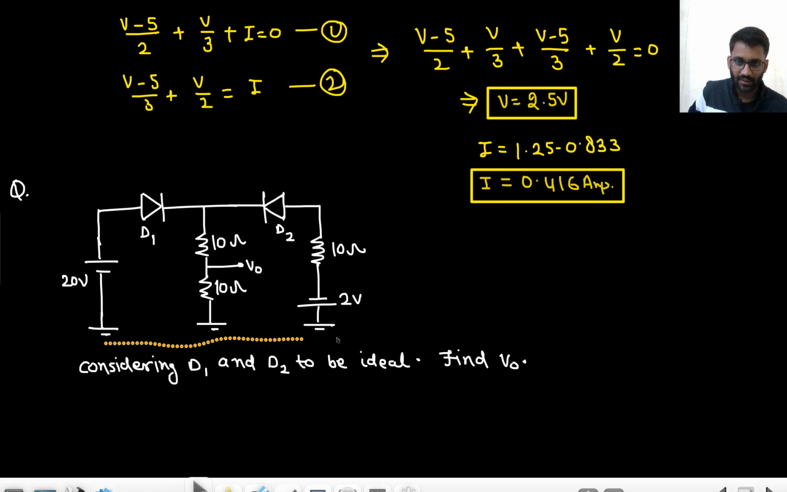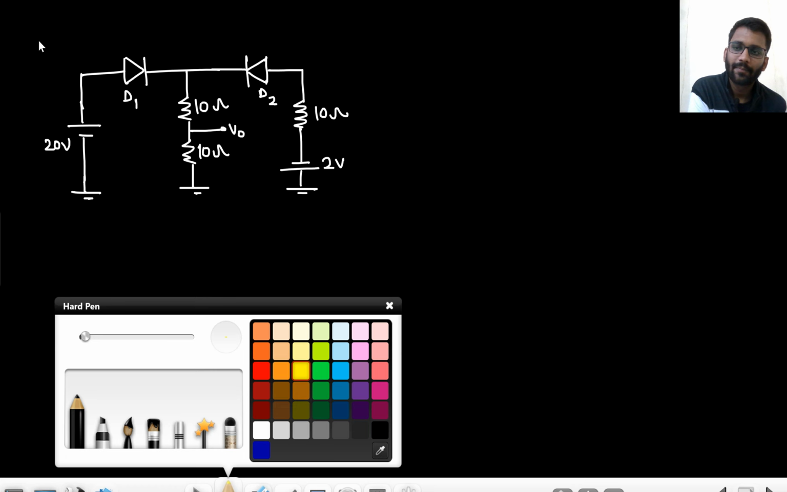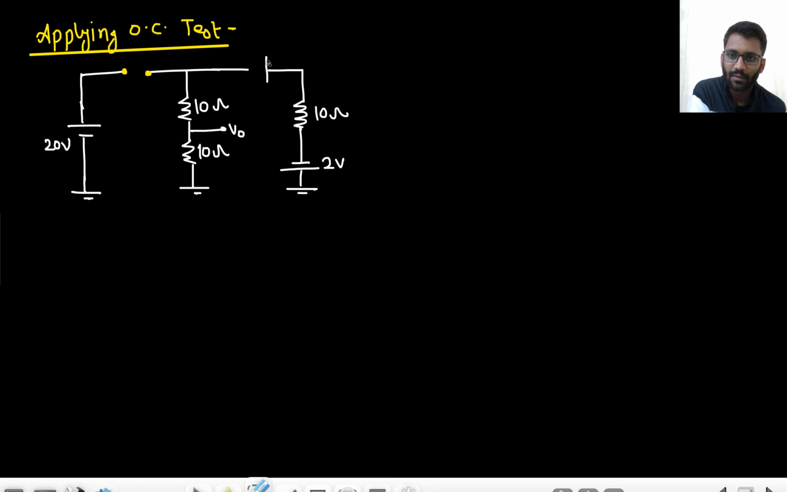I will apply the short circuit test and open circuit test. I am applying the open circuit test. I will consider this diode to be open circuit. I will also consider this diode to be open circuit. Never forget what the diode direction was. The diode direction was like this, and here the diode direction was like this.